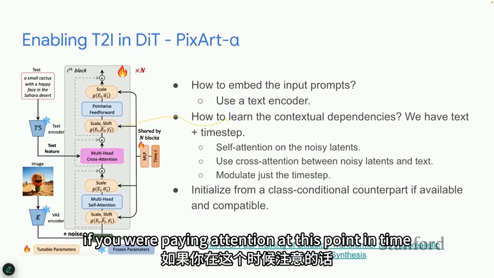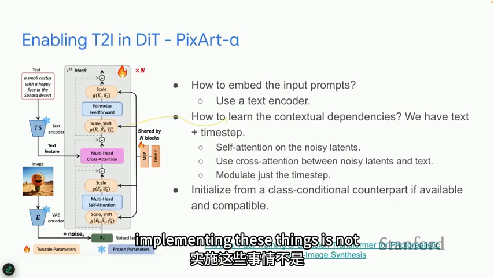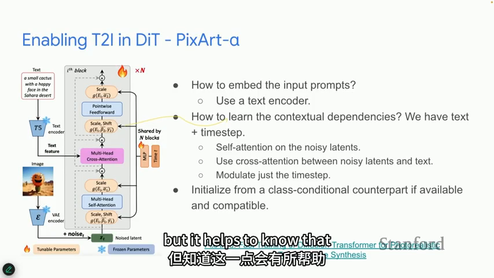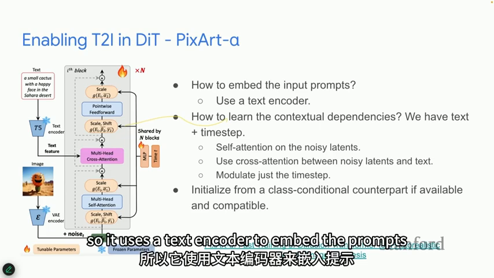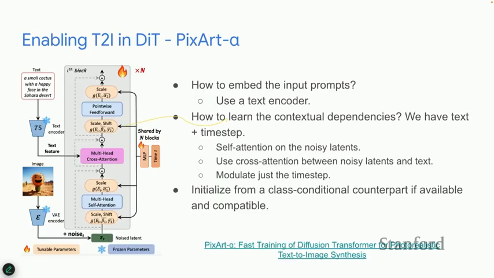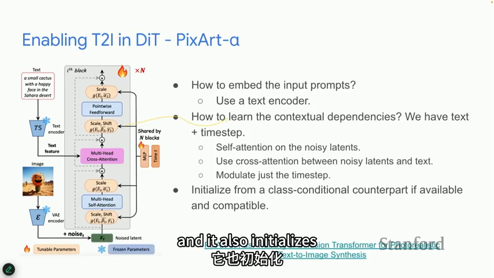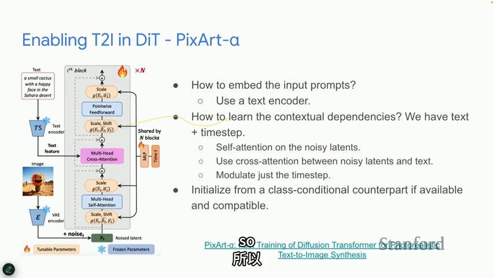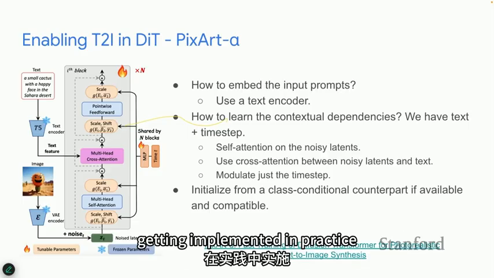So if you were paying attention at this point in time, you would have realized that implementing these things is not extremely challenging, but it helps to know that that's exactly what Pixart Alpha does. So it uses a text encoder to embed the prompts. It uses self-attention on noisy latents. It uses cross-attention to model the dependency between the noisy latents and the text embeddings. And it also initializes from a class conditional DiT model in order to accelerate training. So it helps to know that you can still think about these things and see them getting implemented in practice. So yeah.